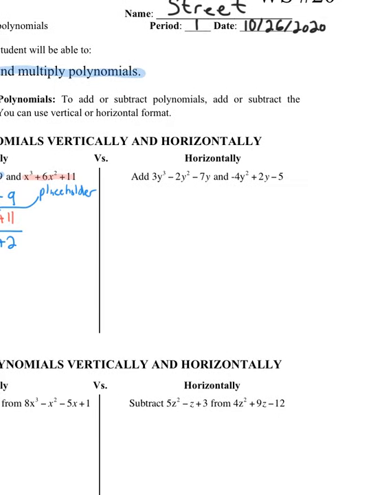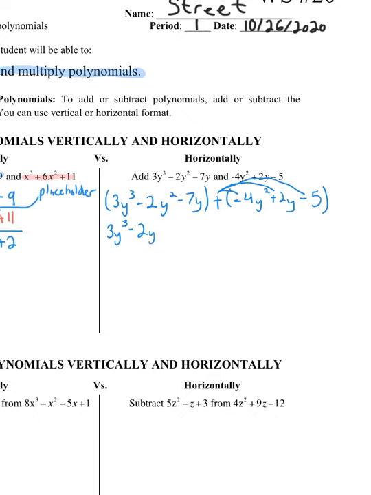Okay, so the other type of addition we could do is adding horizontally. So that's where we'd say 3y cubed minus 2y squared minus 7y. I'm going to put that all in parentheses, and then I'm going to add it to -4y squared plus 2y minus 5. And basically, to get rid of the parentheses, I would distribute this positive sign, which isn't going to change any of the signs, but that's important when there's a negative if we're doing subtraction, because that will change the signs.